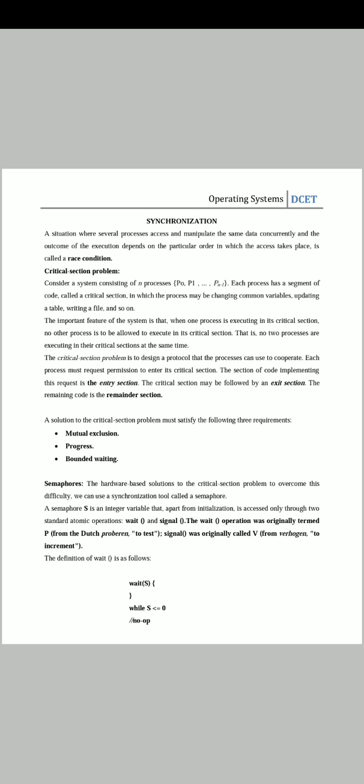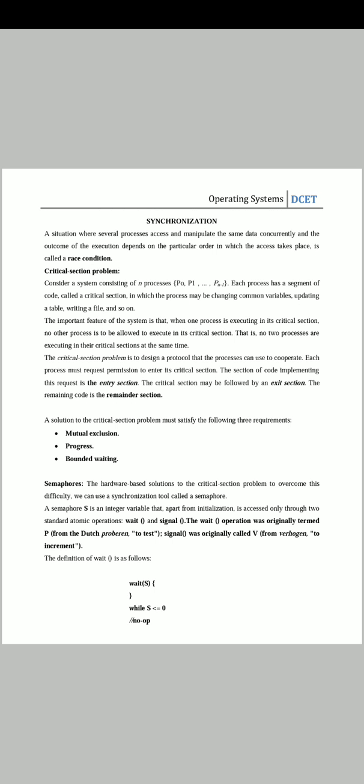Those are called mutual exclusion, progress, and bounded waiting. Mutual exclusion means if process Pi is executing in its critical section, then no other process can be executing in their critical section. It means that only one process is allowed to execute in its critical section, as permitted by the operating system.